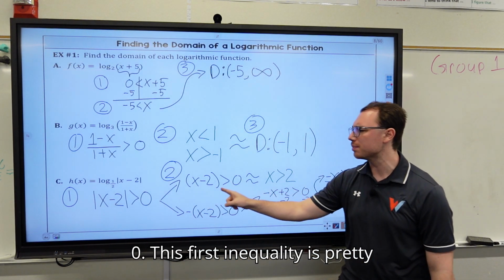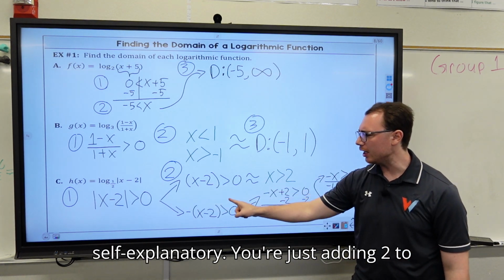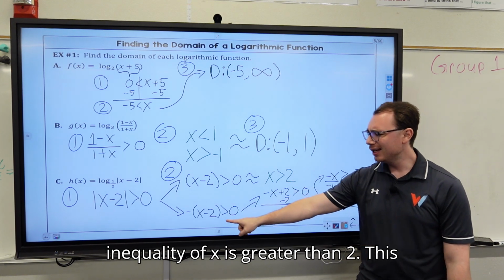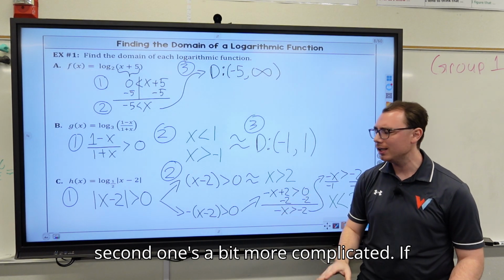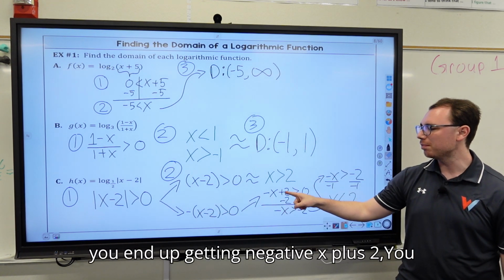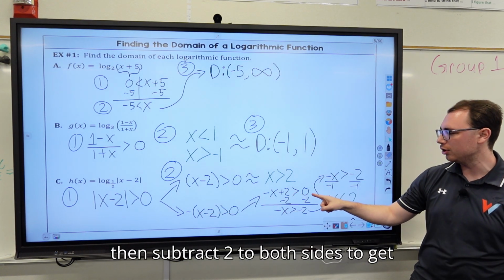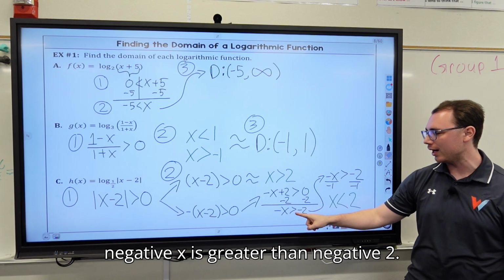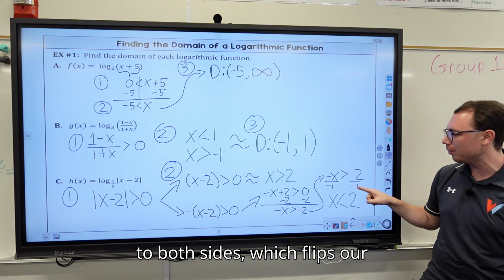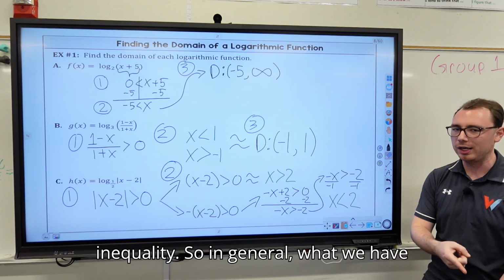This first inequality is pretty self-explanatory. You're just adding 2 to both sides to then get that green inequality of x is greater than 2. This second one's a bit more complicated. If you were to distribute that negative 1, you end up getting negative x plus 2. You then subtract 2 from both sides to get negative x is greater than negative 2. You would then divide or multiply by negative 1 on both sides, which flips our inequality.